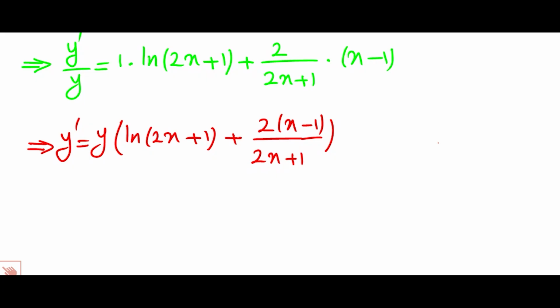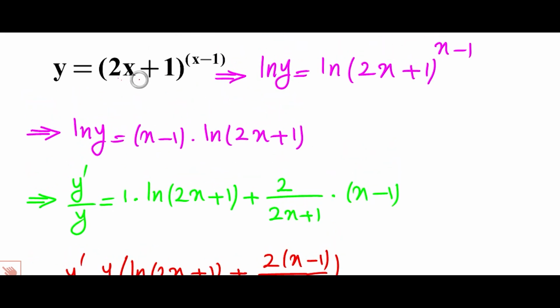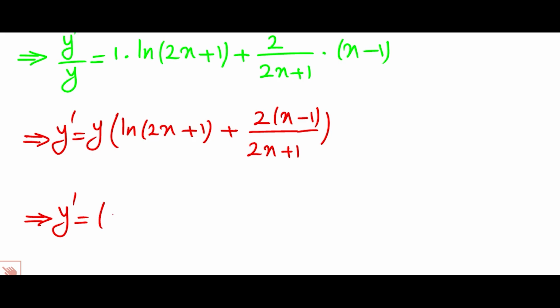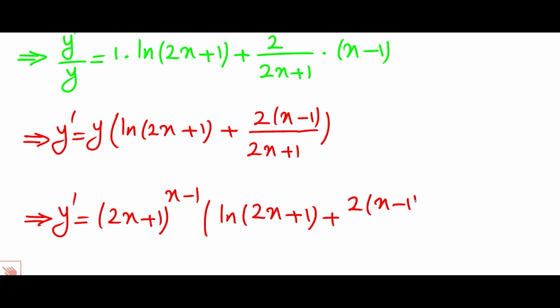Okay, so finally y prime is equal to, y is equal to 2x plus 1 to the power of x minus 1. So we have 2x plus 1 to the power of x minus 1 times ln of 2x plus 1 plus 2 times x minus 1 over 2x plus 1. That's it. It's very, very simple.